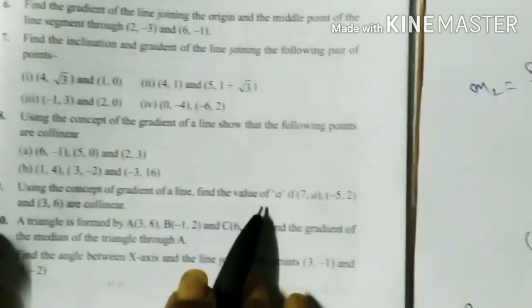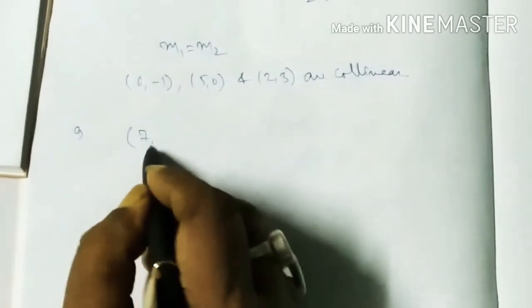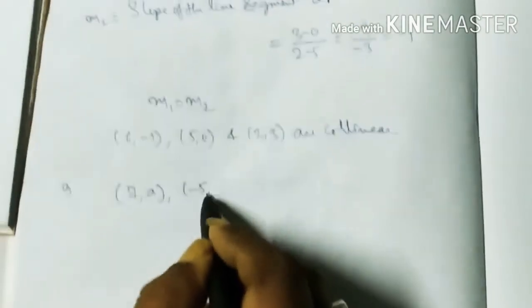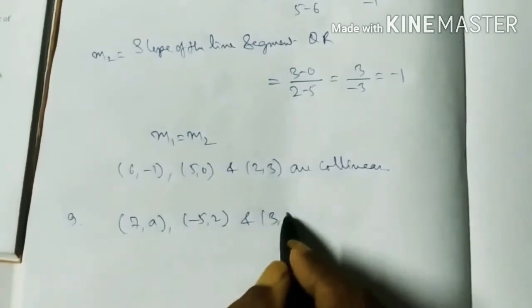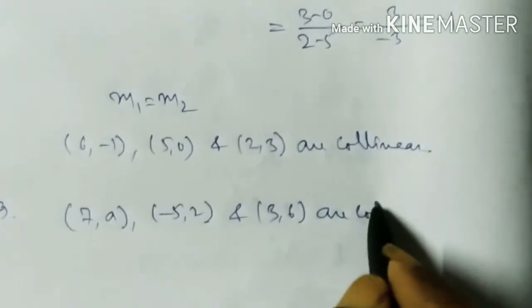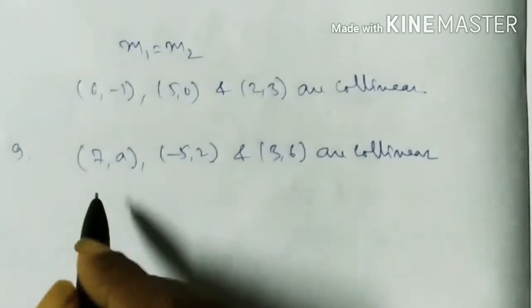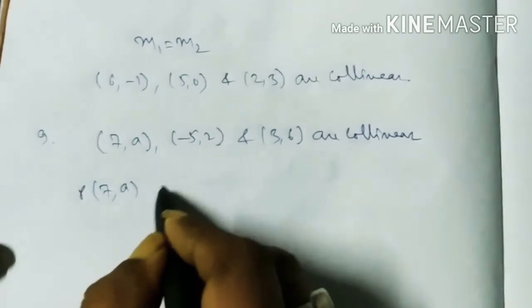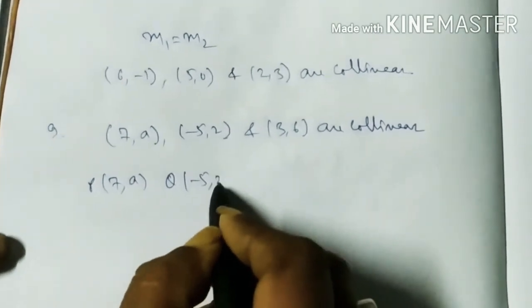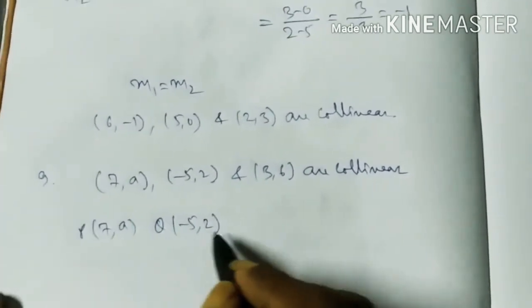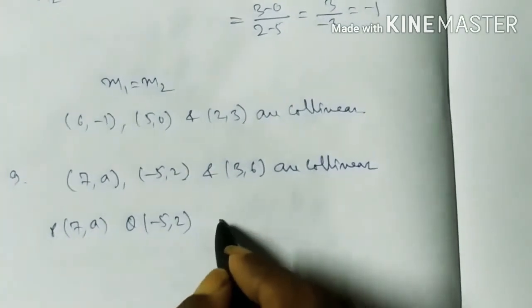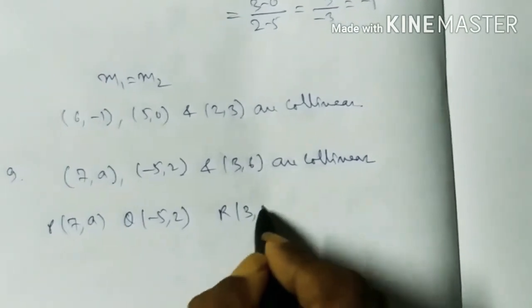Now question number 9. Using the concept of gradient, find the value of A if these are collinear. Same theory, this 7 comma A, minus 5 comma 2 and 3 comma 6 are collinear. It is given to you. So let P be 7 comma A, the coordinate of Q is minus 5 comma 2 and the coordinate of R is 3 comma 6.